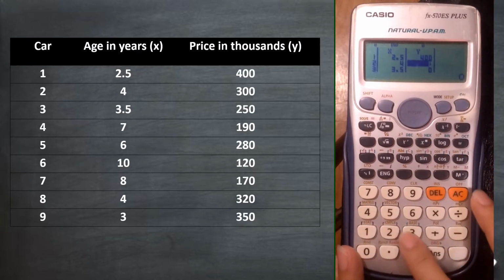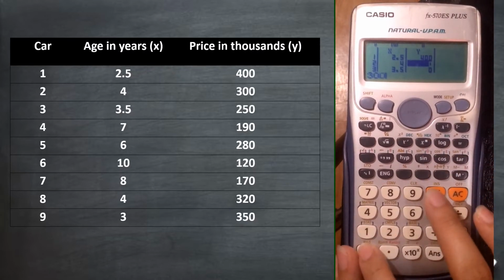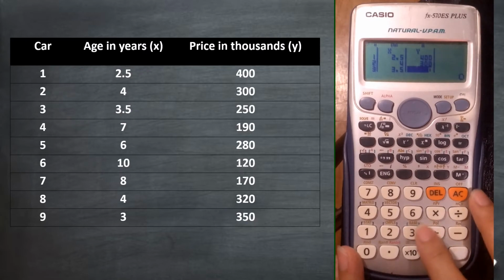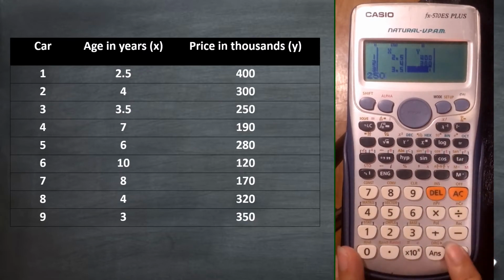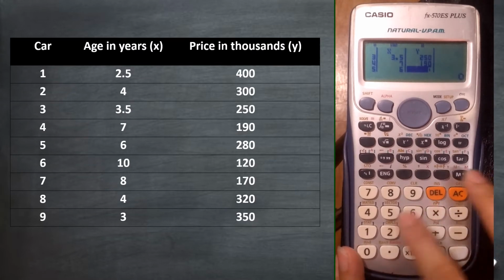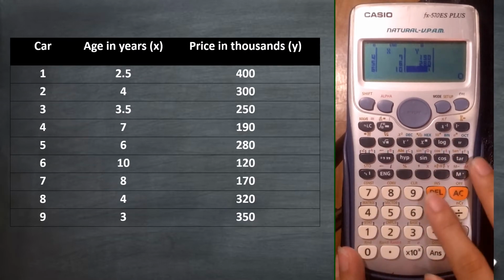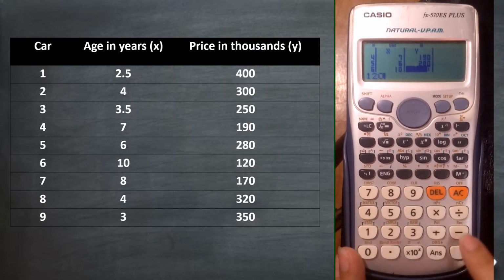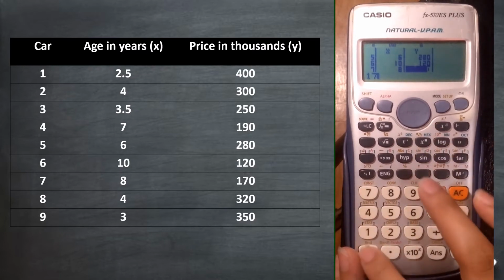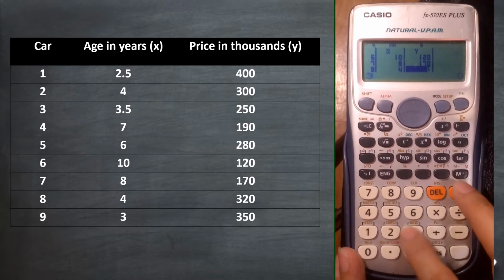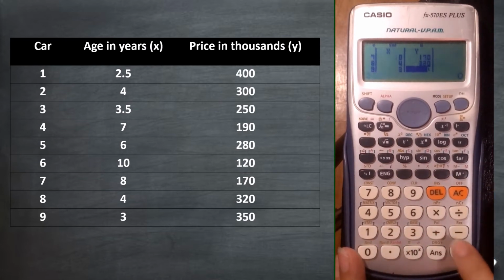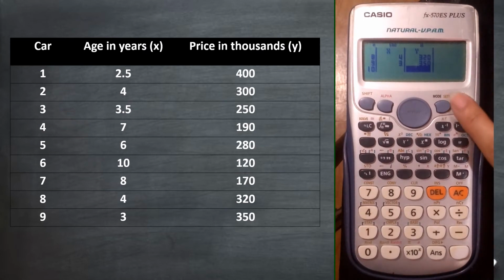400 equal sign, 300 equal sign, then 250 equal sign, 190 equal sign, then 280 equal sign, 120 equal sign, 170 equal sign, 320 equal sign, 350 equal sign. And then after inputting all the values, you press AC, then you will solve for the summations.